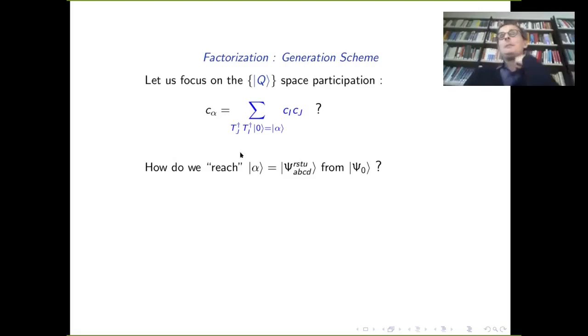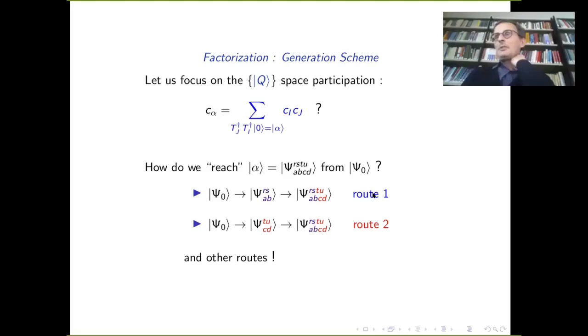So let me concentrate on some quadruple excitation, A, B, C, D to R, S, T, U. We start from psi naught and we carry out the quadruple excitation. And as you may see, there are different ways to do that. We may generate a quadruple excitation as such by carrying out first the excitation from A, B to R, S, and in a second step from C, D to T, U. That would be route number one. But there's another route, obviously, that would be to first generate the C, D to T, U, and then A, B to R, S. So that would be route number two.